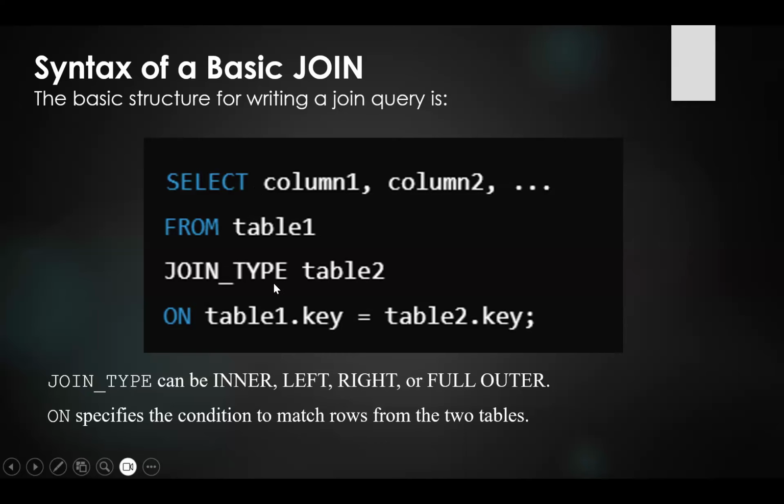So for this join type, maybe it's an inner join, table two. Table two, since it's the second table we called, is going to be at our right. So table one is our left table, and table two is our right table, because table one was called first before table two.